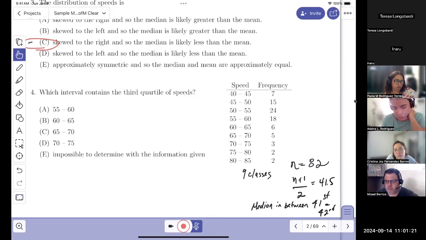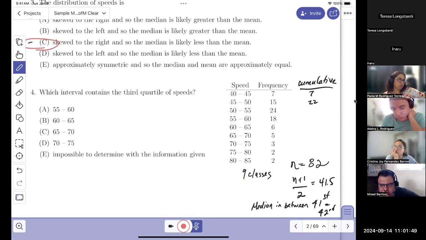So let's do a cumulative. We're going to make a column called cumulative on the side, and we're going to add up as we go along. So there's 7 in the first, and the next one is 15, with 7 below. So 15 plus 7 is 22. Then 22 plus 24 brings us to 46. Do you understand? So 46 are below that. Keep going: 46 plus 18 is 64. We're not at 82 yet. I mean, oh yes, we passed 41.